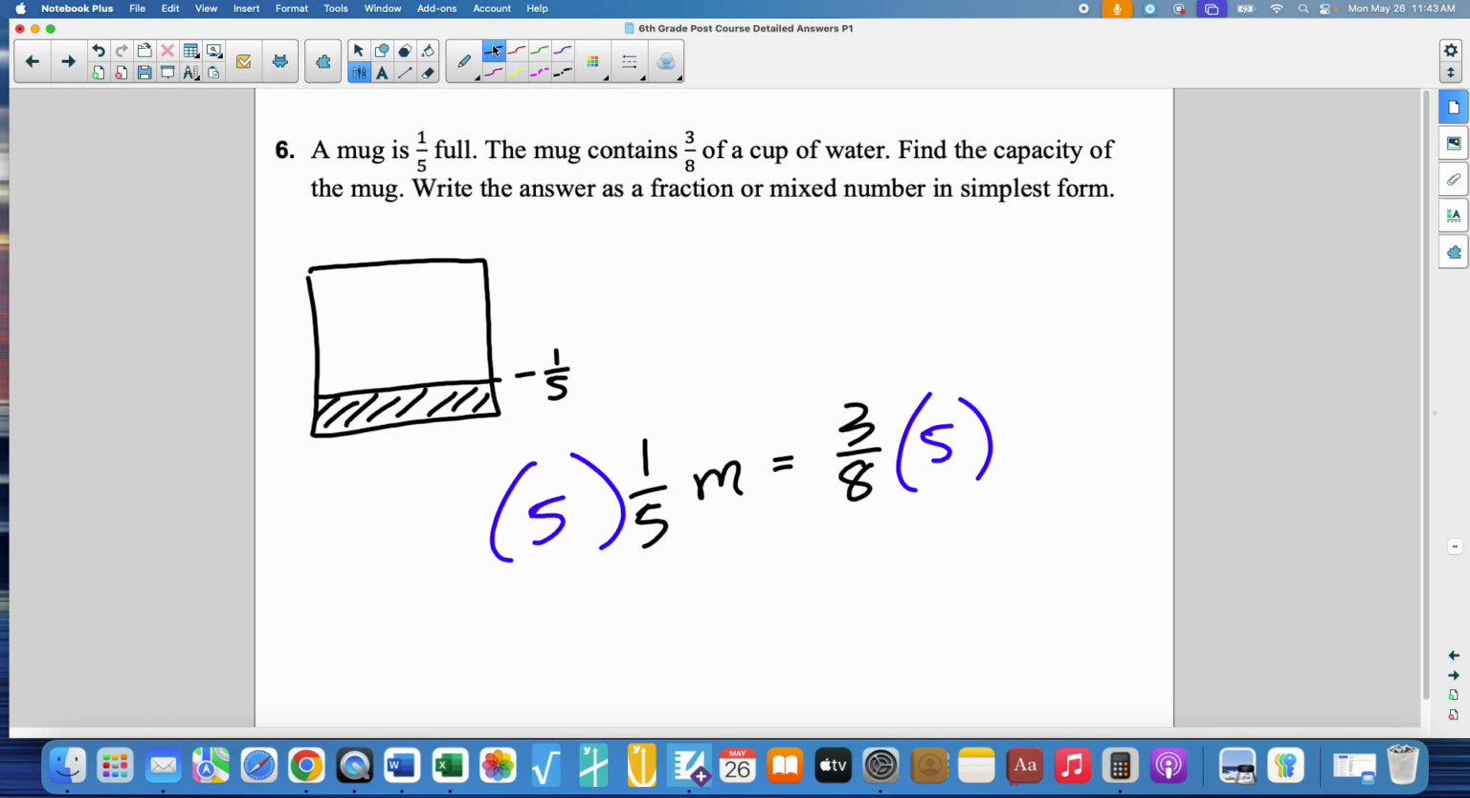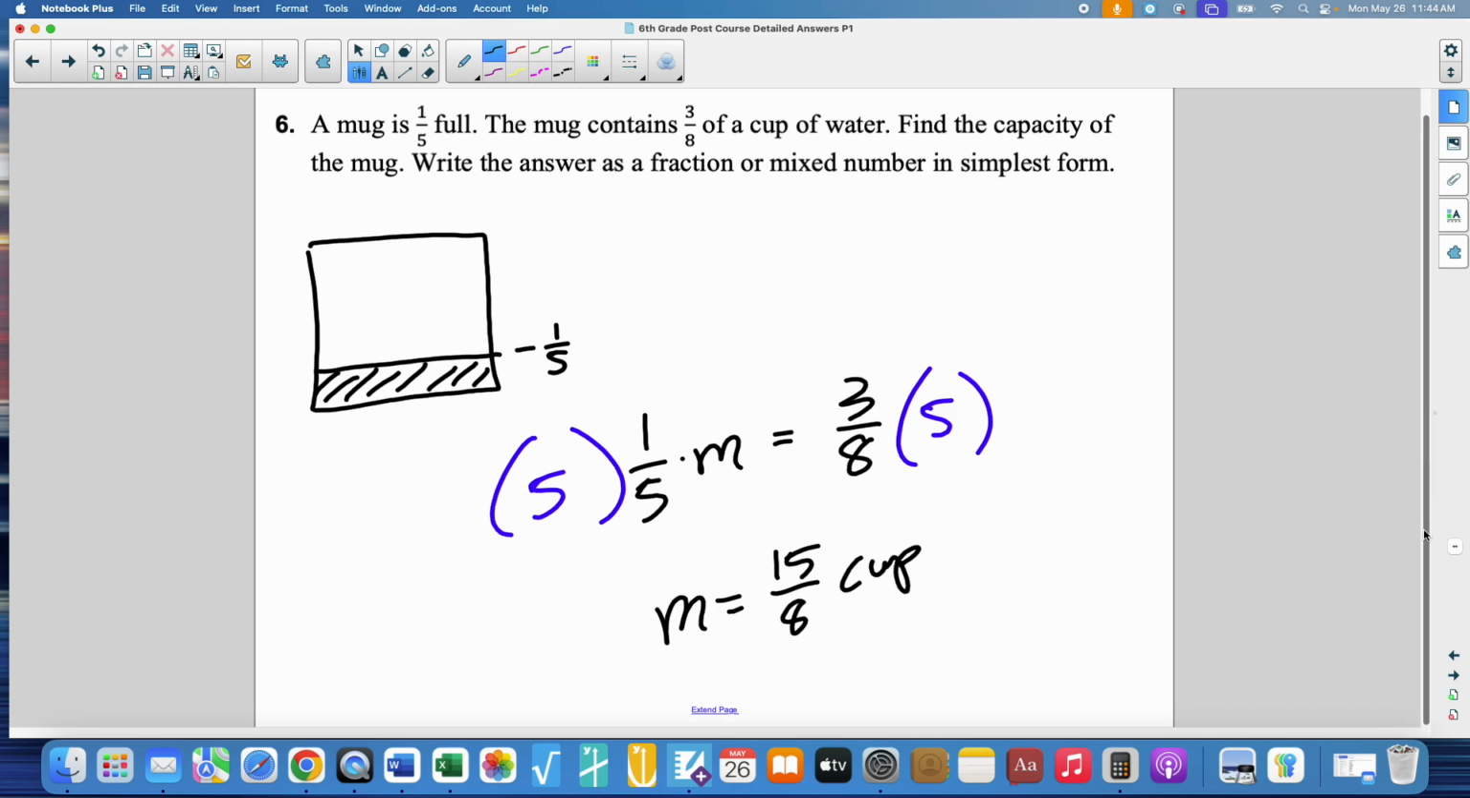Coefficient of n, we want to get n by itself. It's being multiplied by 1/5. The inverse of multiplying can be dividing, but it can also be multiplying by the reciprocal. Very efficient way. So we get n equals 15/8, and we can leave it as 15/8. Mr. Mack would leave it as 15/8 of a cup.